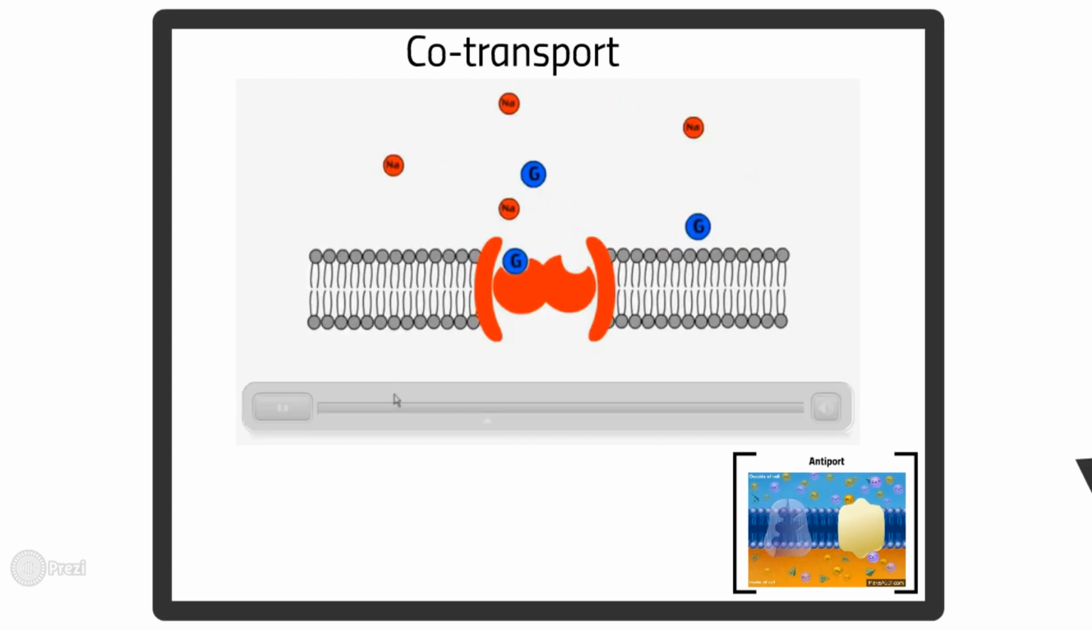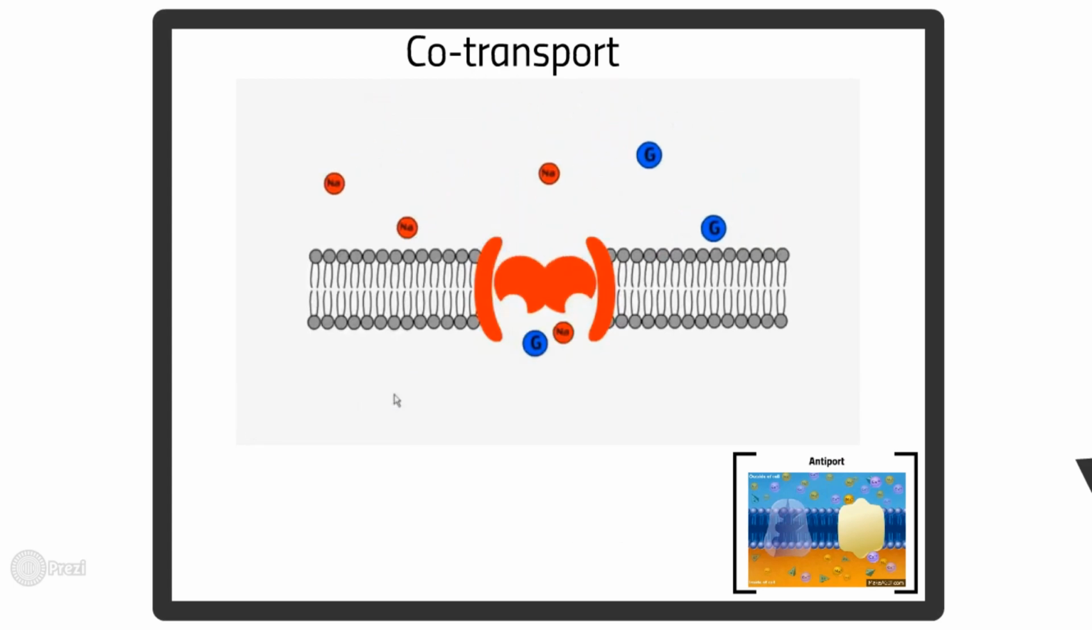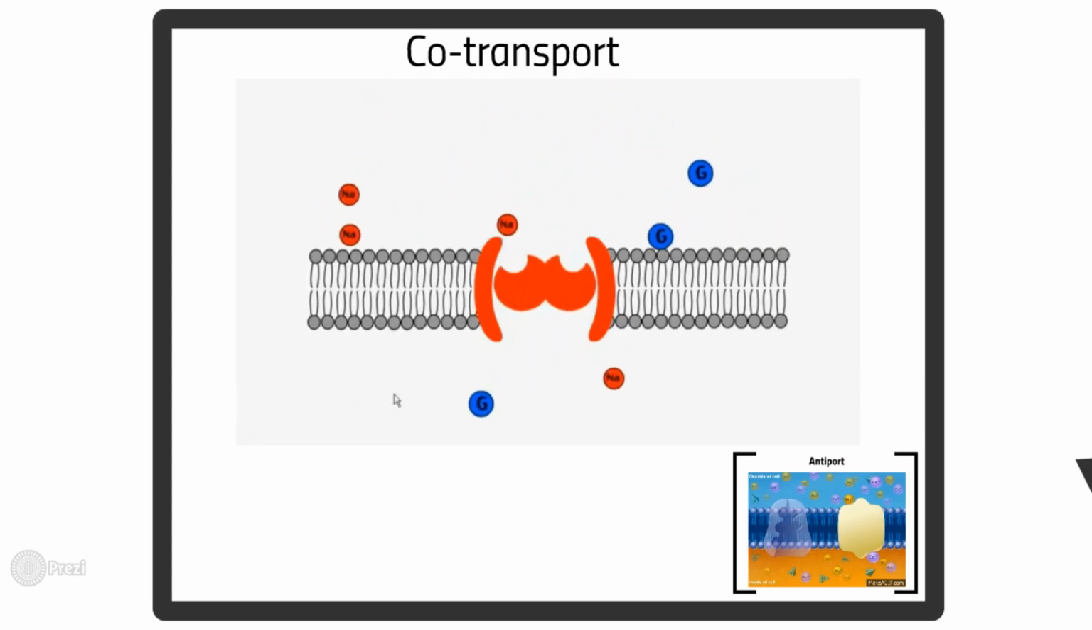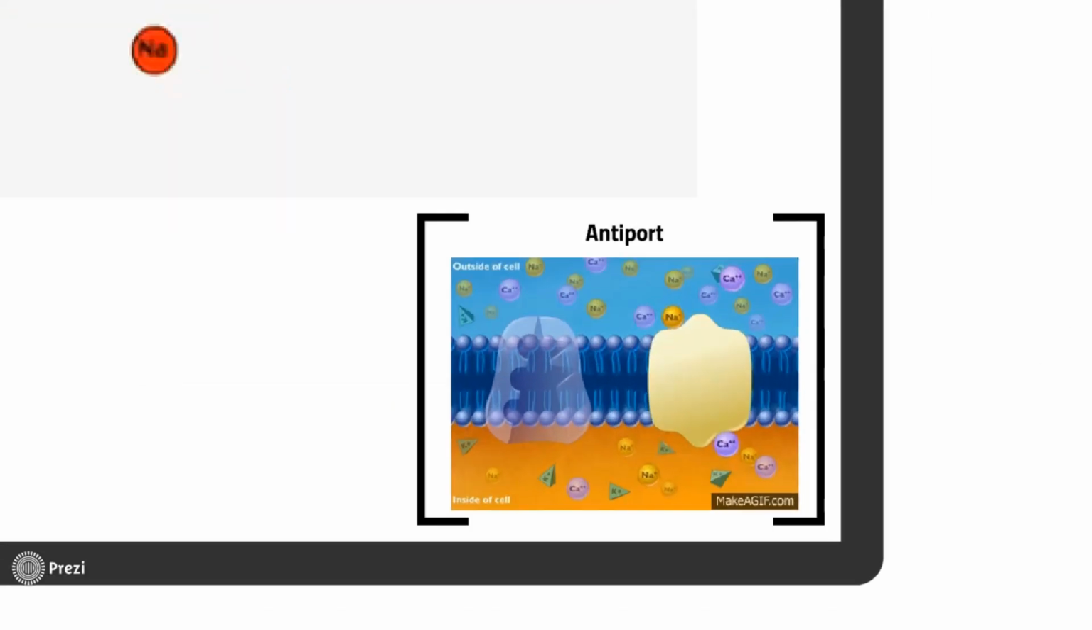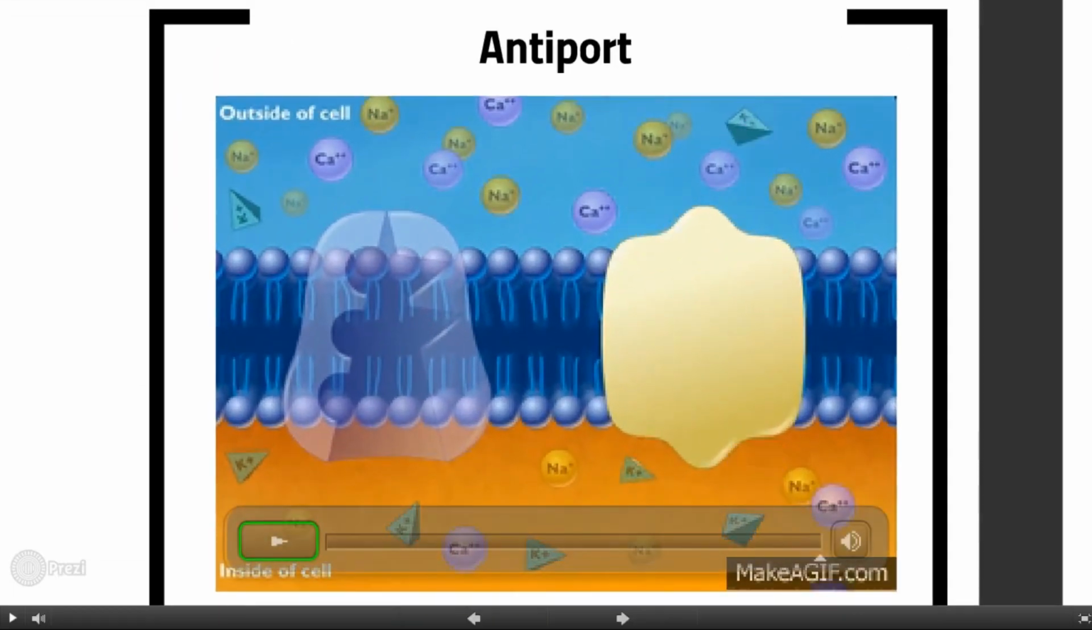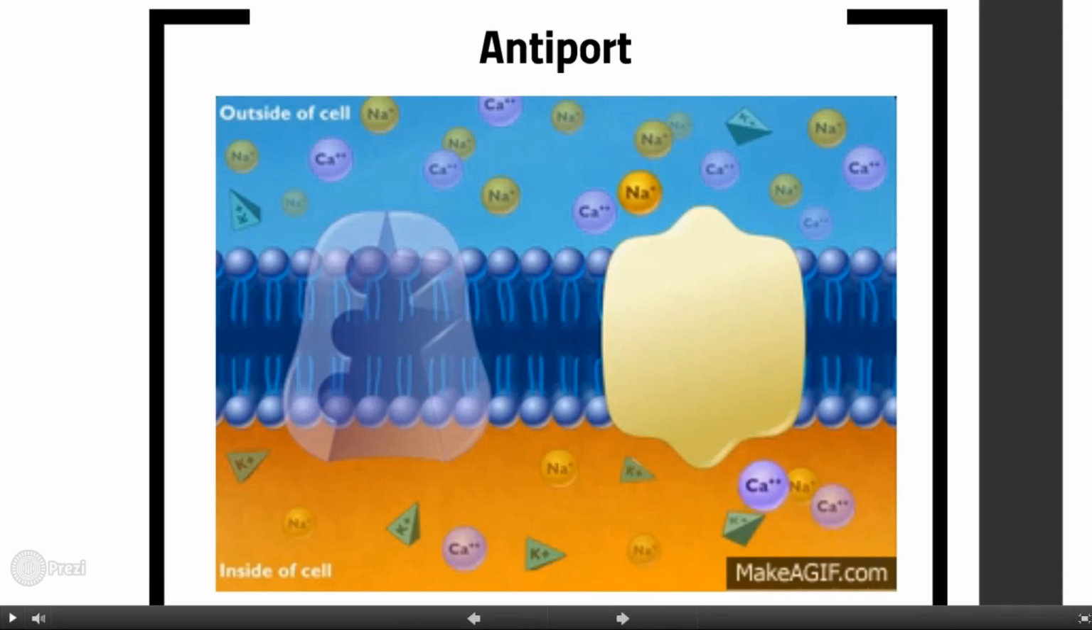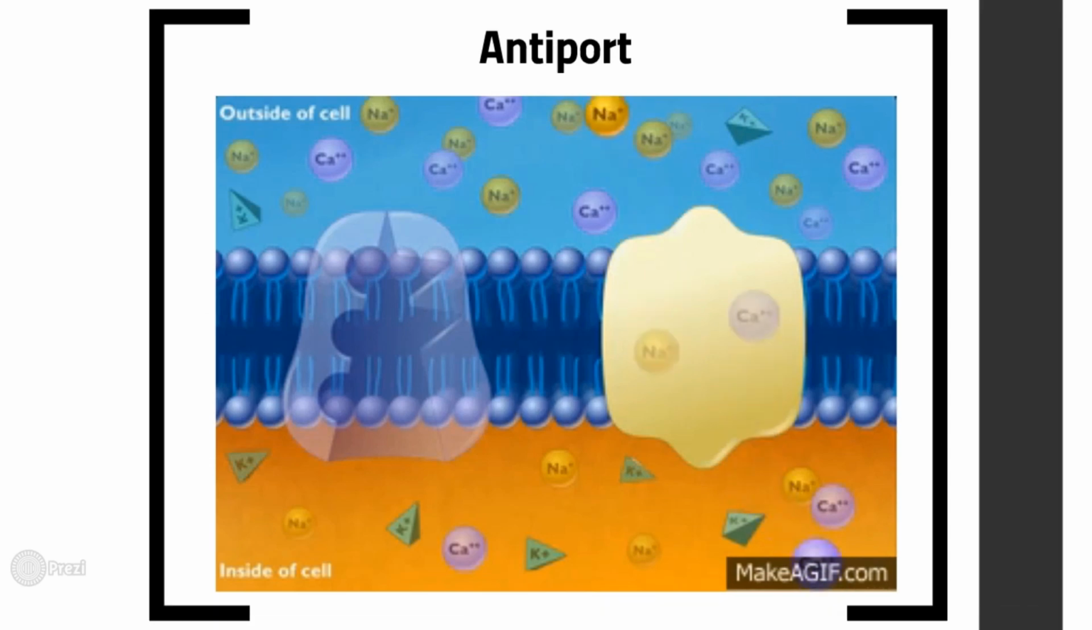Symport is when the two molecules are moving through the membrane protein in the same direction. Example, sodium glucose co-transporter. Antiport is when the two molecules are moving through the membrane protein in opposite directions. Example, sodium calcium pumps.